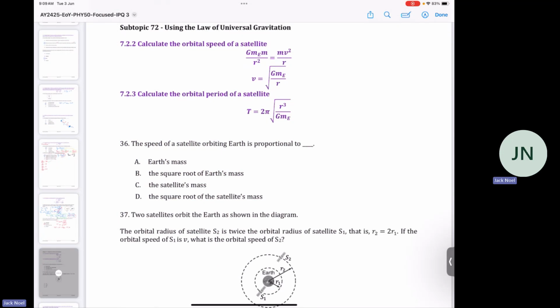Next, the speed of a satellite orbiting Earth is proportional to. Okay, let's write the formula first of all. V equals square root of GME over R. I can clearly see that V is proportional to the square root of ME. So the answer is this one. But please be careful because on the answer key that you have, the wrong option is circled. I think they circled A, which is wrong. It has to be B.